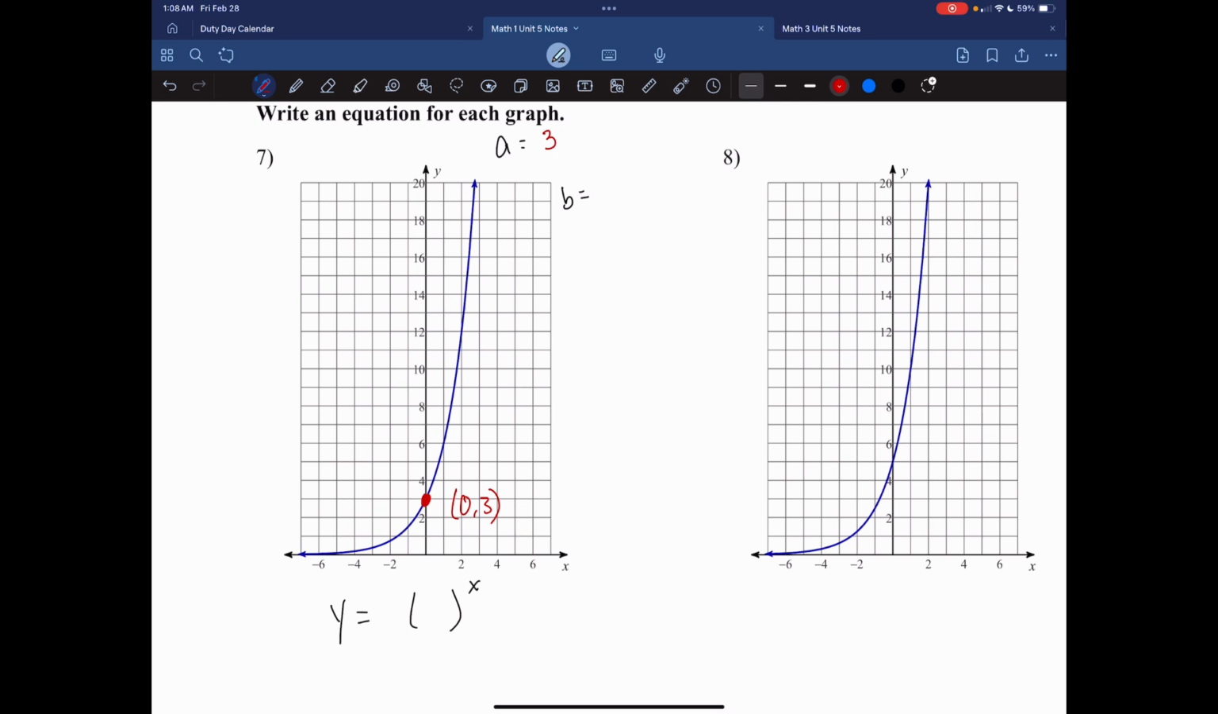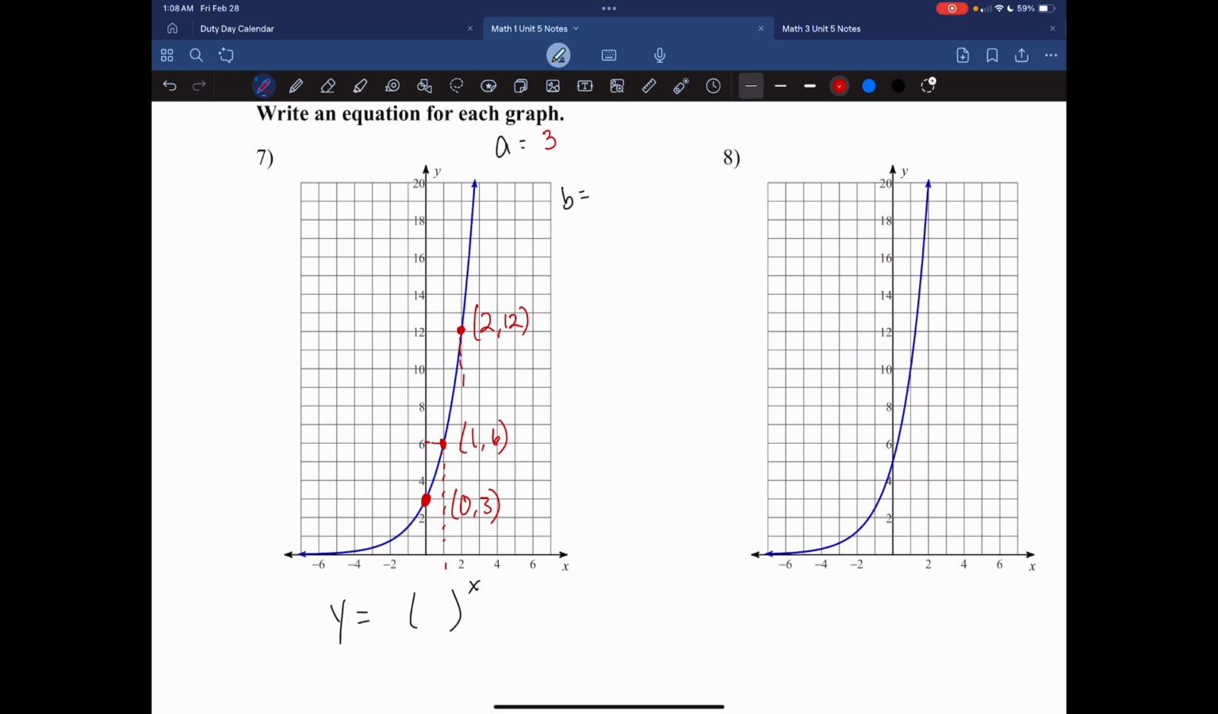And now we're just looking for points that are easy to read. So I can use this point here, I can use this point here. Everything to the left of the y-axis is kind of hard to read. So I'm just going to go ahead and take a look at these points. So we have at the point 1, my height is 6, right? So when I'm at 1, my height is 6. When I am at 2, my height is 12.